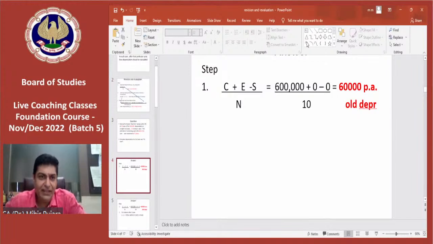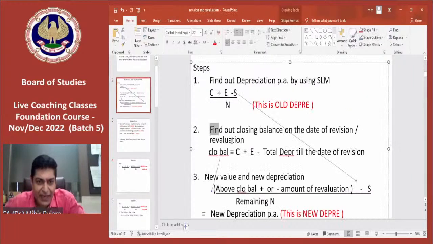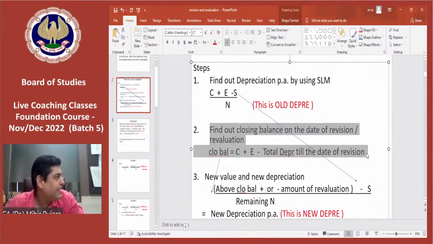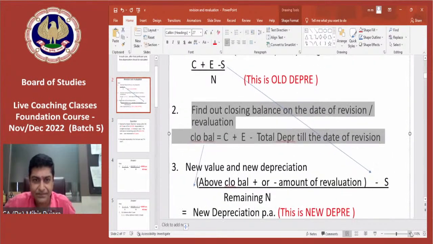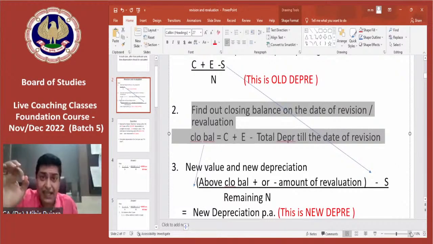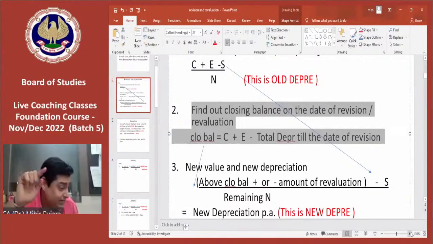What is the second step, guys? Find out the closing balance as on the date of revision or revaluation. How will we find it? C plus E minus total depre till the date of revision. So C plus E minus total depre of first 3 years.